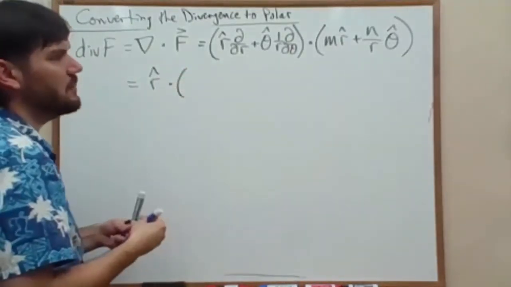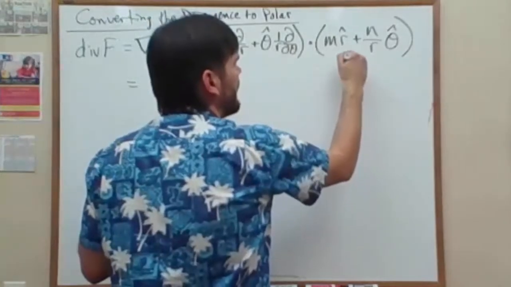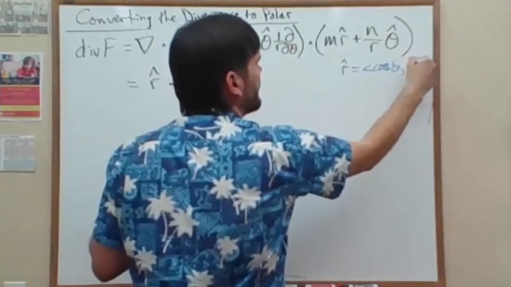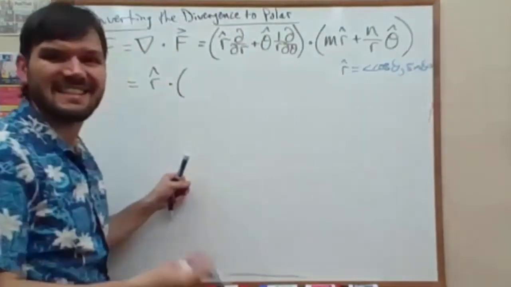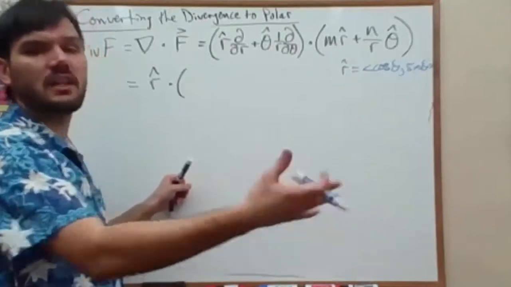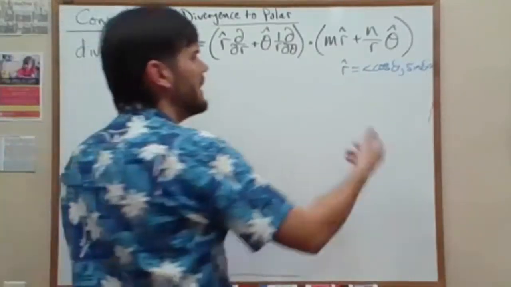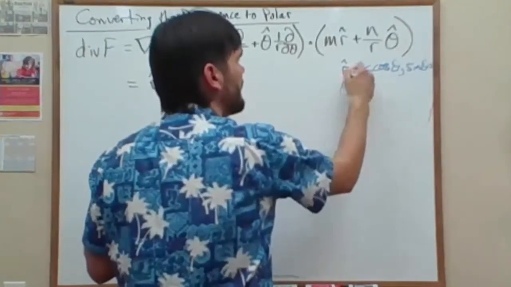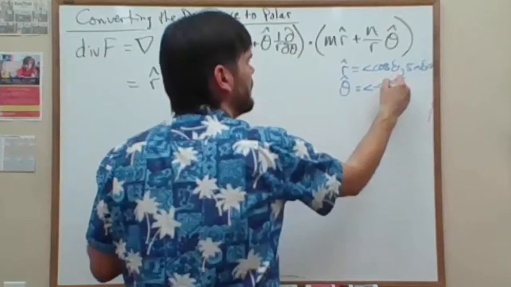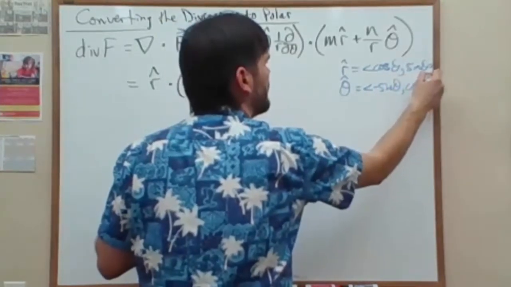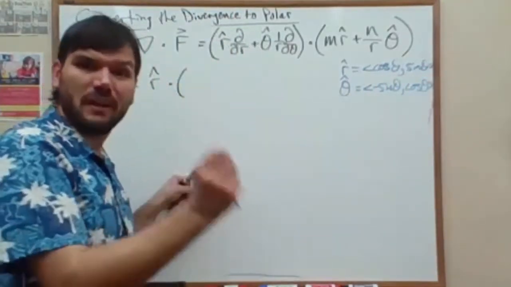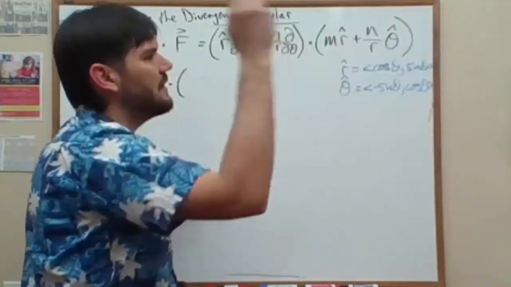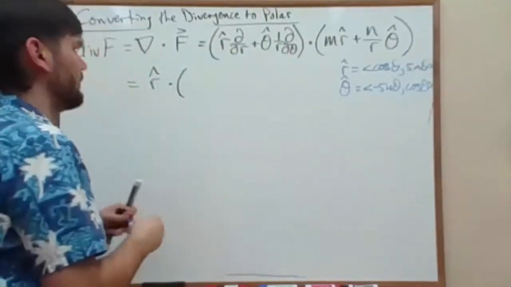Now to do that, we need to remember that r hat can be written as cosine of theta, sine of theta, which means it does not change with r. It's constant in terms of the radial distance. Its direction is the same regardless of how far out you are. Theta hat also is constant. The direction is constant with respect to r. Doesn't matter how far out you are, the direction it points is always the same.